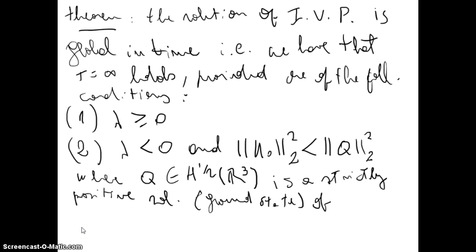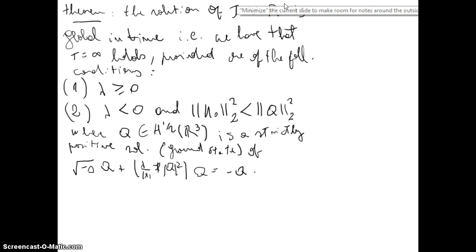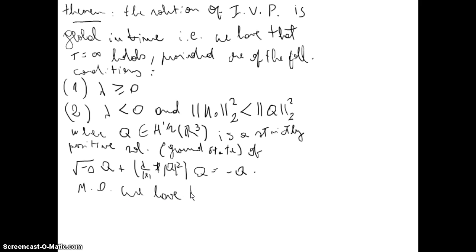of minus Laplacian Q plus lambda times (1/|x| convolution Q squared) Q equals minus Q. And moreover, we have the estimate that the norm of Q squared in L2 is greater than 4/5 of the absolute value of lambda.